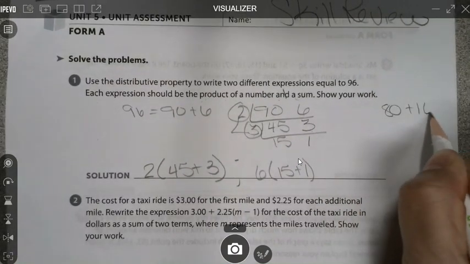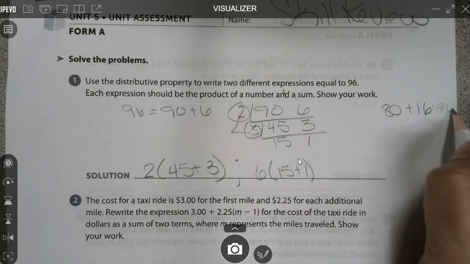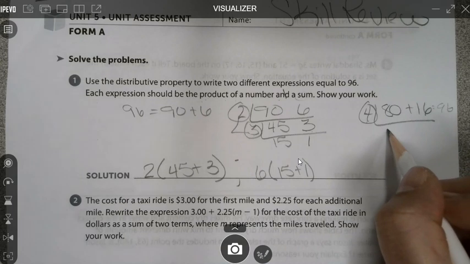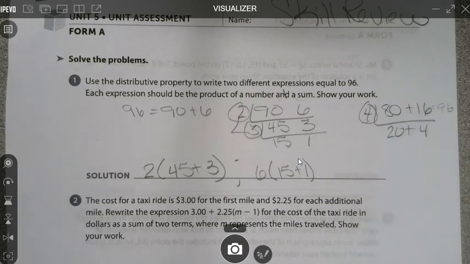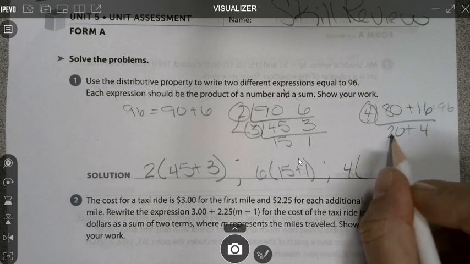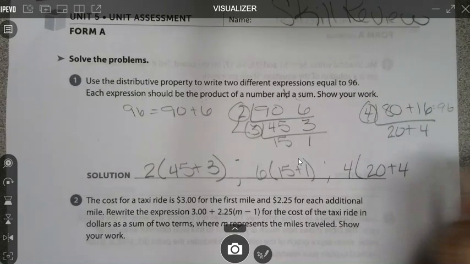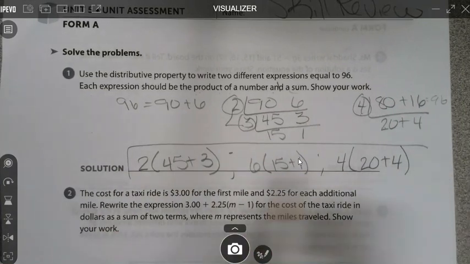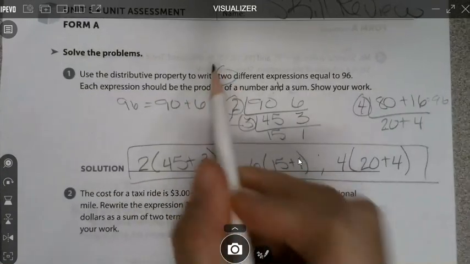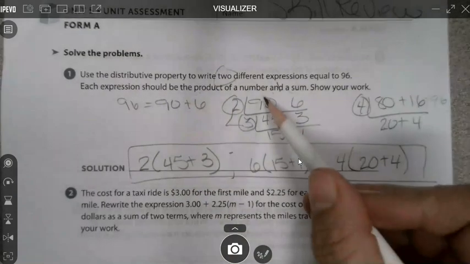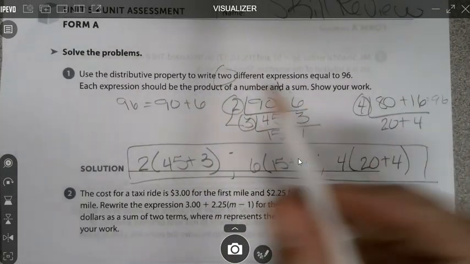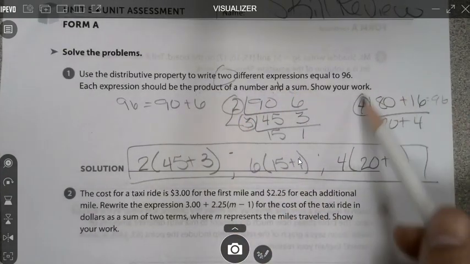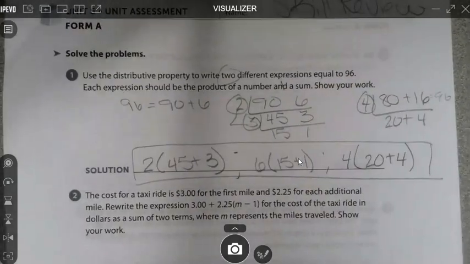80 plus 16 equals 96. So if I pulled out a 4, that could be 20 plus 4. I could have written 4 times 20 plus 4. There's several different things you could have done. These are just some examples. It only asked for 2, but I wanted to give you an option of doing more than one distributive property within the same numbers, or you could just do one with one problem and then do another problem that equaled 96. All right, number 2.